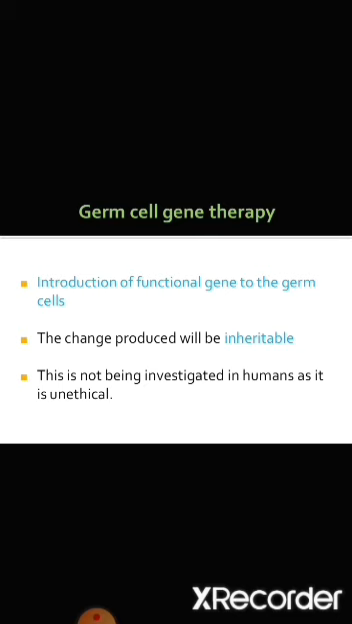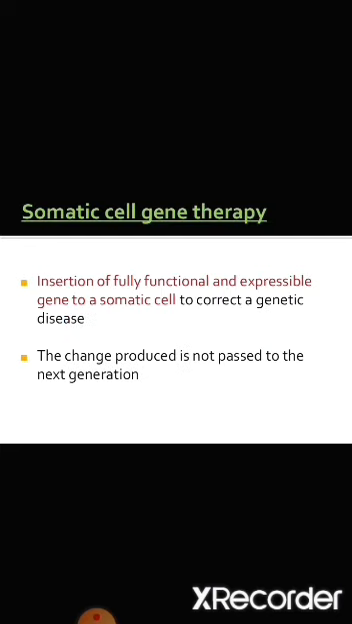Germ cell gene therapy means introduction of functional gene to the germ cells. The change produced will be inheritable, and this is not being investigated in humans as this is considered unethical. Somatic cell gene therapy means insertion of fully functional and expressible genes to somatic cells to correct a genetic disease. Here the change produced is not passed into the next generation.